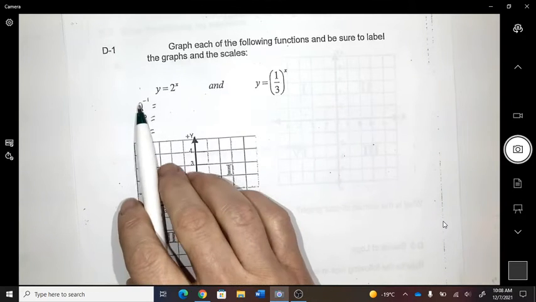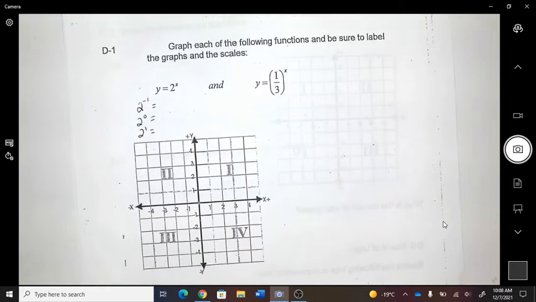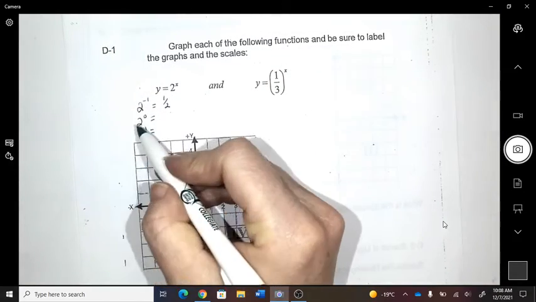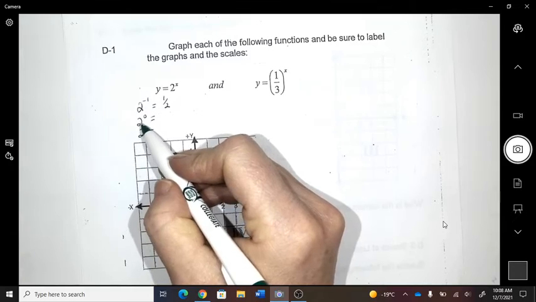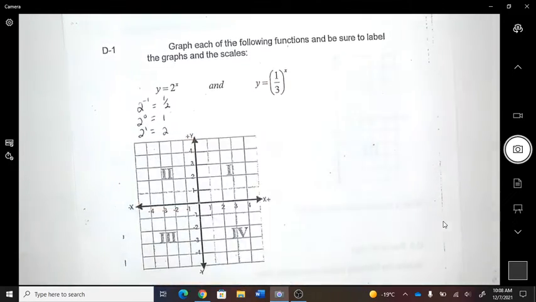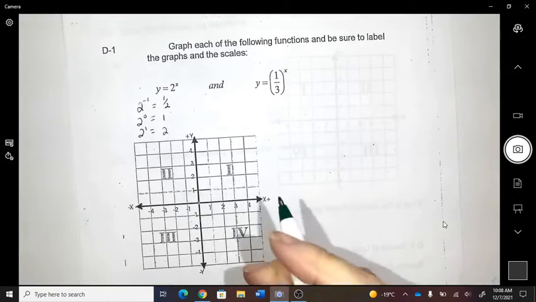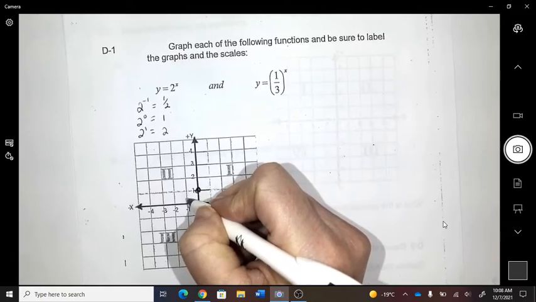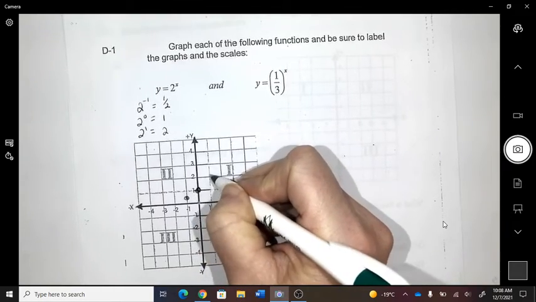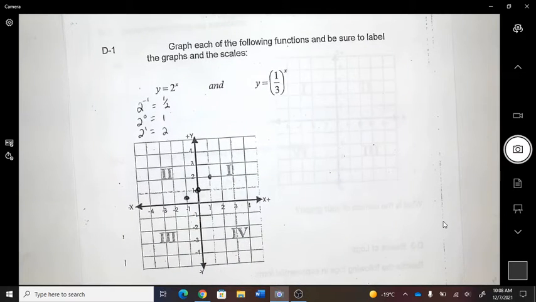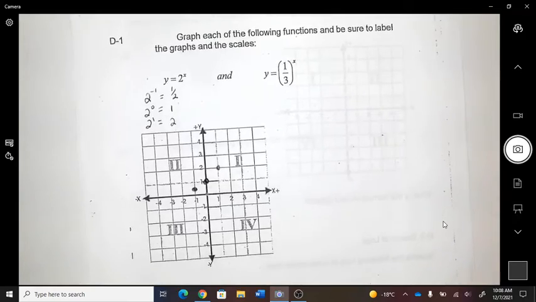What is 2 to the -1? Do you remember how to do that negative exponent? 1/2. Anything to the 0 is 1, and 2 to the 1 is itself. So here are those 3 points.